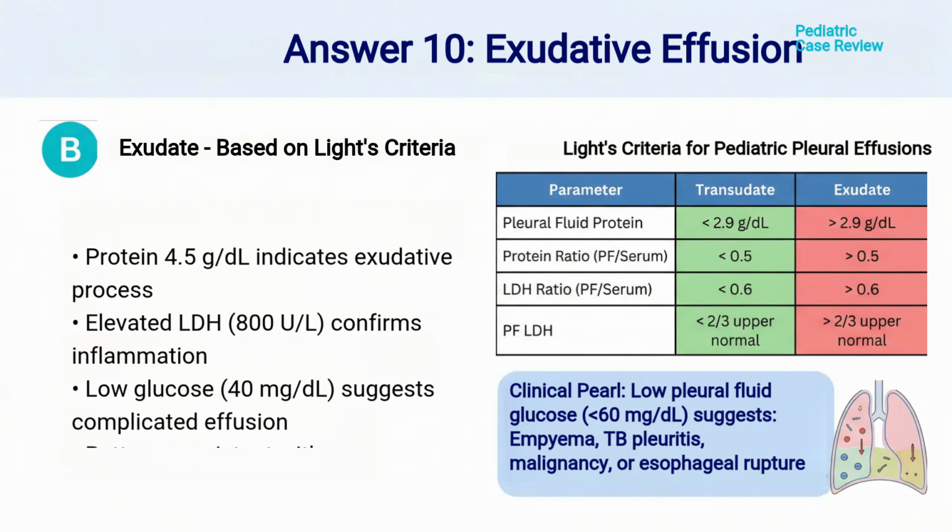Light's criteria for exudate in pediatric patients require pleural fluid protein above 2.9 grams per deciliter, protein ratio of pleural fluid to serum above 0.5, lactate dehydrogenase ratio above 0.6, or pleural fluid lactate dehydrogenase above 2/3 the upper limit of normal. A key clinical pearl: pleural fluid glucose below 60 milligrams per deciliter always suggests a complicated or serious etiology.